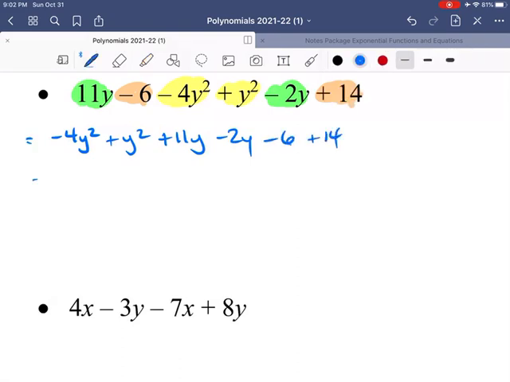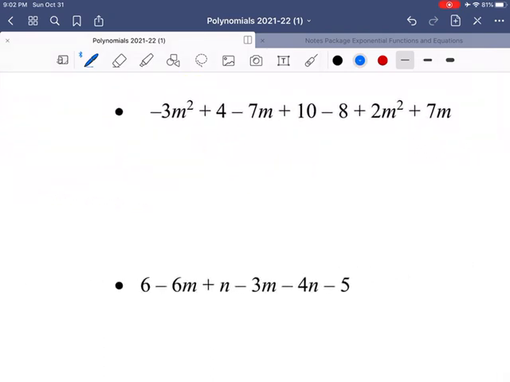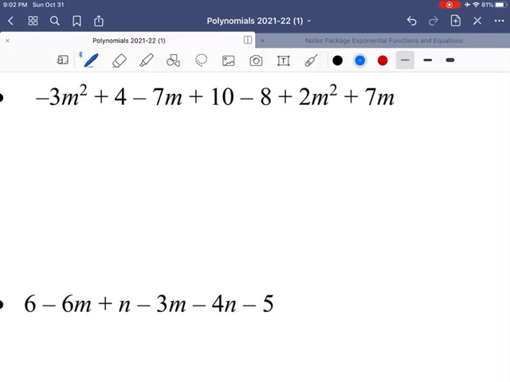Okay. And if we go ahead and collect like terms, we've got negative 3y squared. Those two simplified to negative 3y squared. And we've also got positive 11 and negative 2. So that's going to give me positive 9y. And then we got negative 6 and positive 14. So that simplifies to positive 8. And that is simplified.